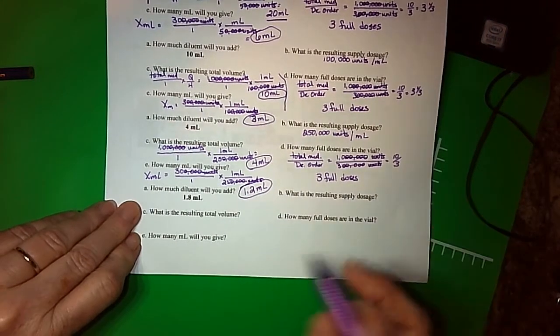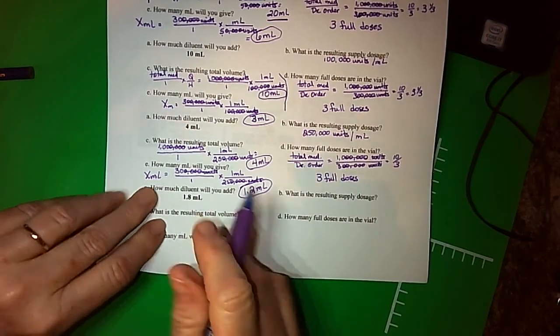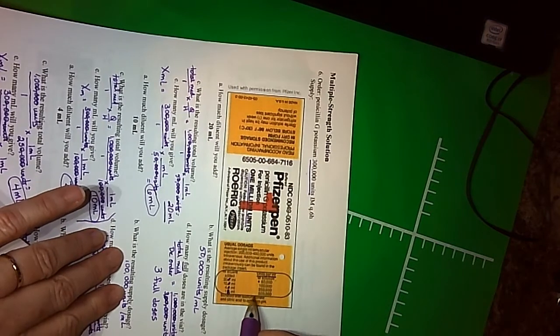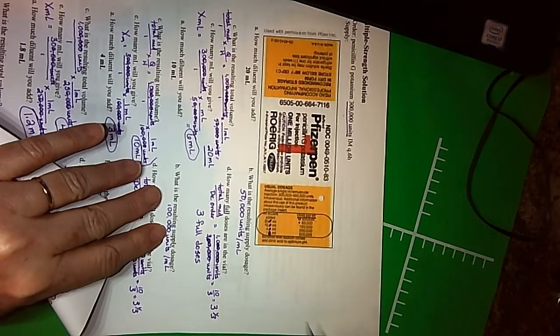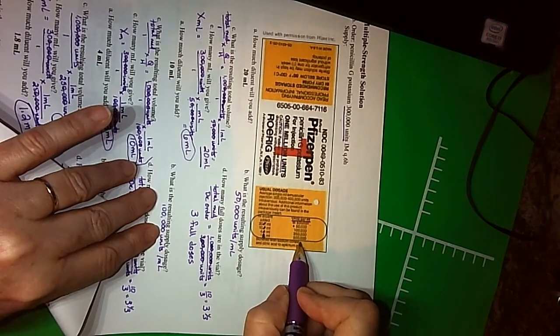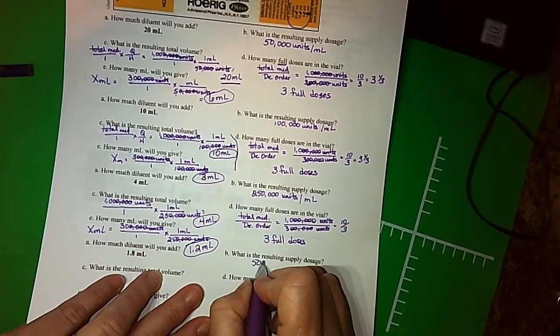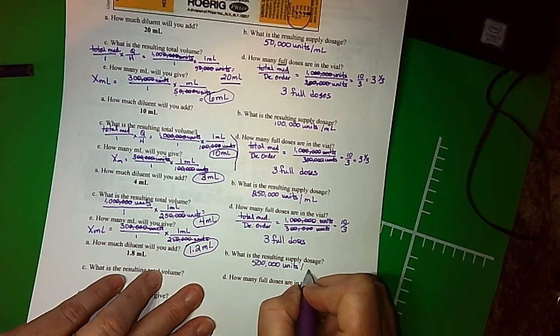All right, so the last one. If I'm giving you 1.8 milliliters, that's how much diluent you're going to add. We go up here and look. 1.8 milliliters is 500,000 units per milliliter. So my supply dose is 500,000 units per milliliter.